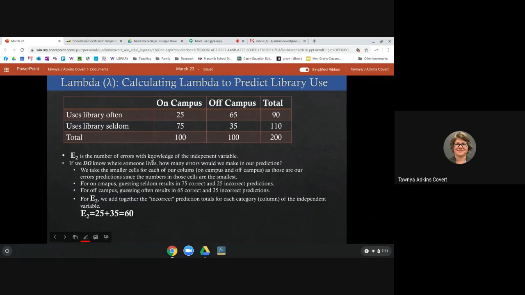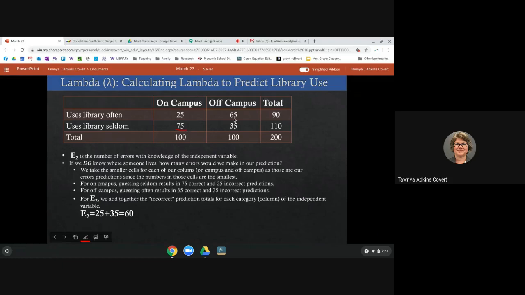E2 is the number of errors if we have knowledge of the independent variable. Please forgive my typos. If we do know where somebody lives, how many errors would we make? If we know they live off campus, we would make fewer errors by choosing often, right? Because we'd be right 65 times and wrong 35. If we knew someone lived on campus, our best guess would be seldom, because we would be right 75 times and wrong 25 times.